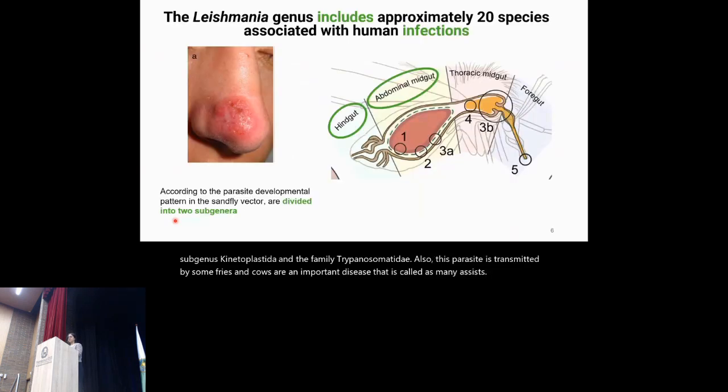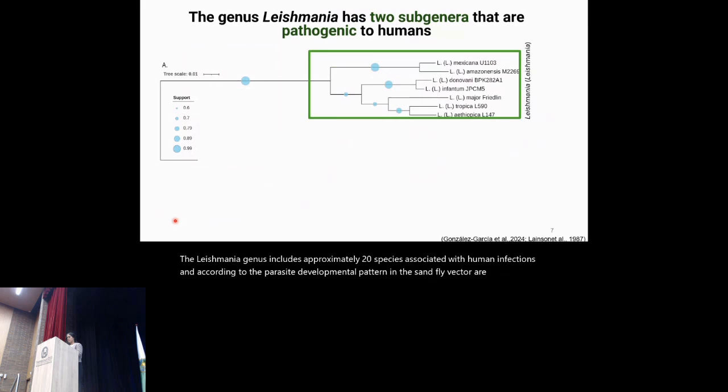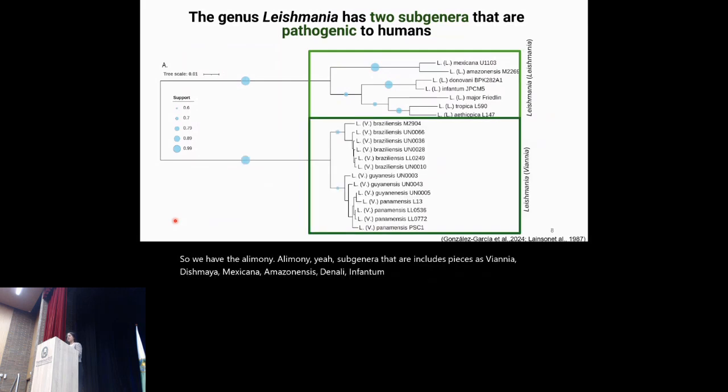The Leishmania genus includes approximately 20 species associated with human infections, and according to the parasite developmental pattern in the sandfly vector, they are divided into subgenera. So we have the Leishmania subgenus, that includes species such as Leishmania mexicana, amazonensis, donovani, infantum, and others, and the Leishmania Viannia subgenus, that includes species such as Leishmania braziliensis, panamensis, guyanensis, and others.